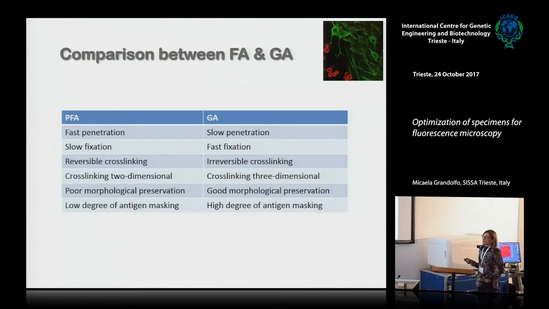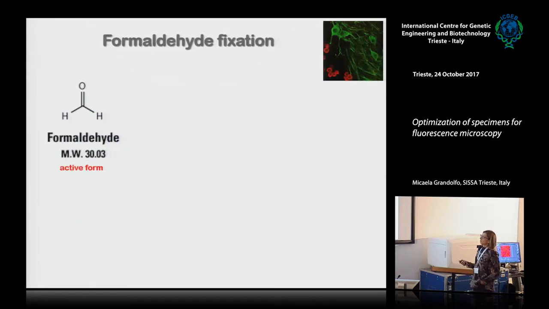So the aldehyde of choice for optical microscopy is paraformaldehyde, because we can break some cross-linking if we need to do it, and because we have a low degree of antigen masking. And of course, we want to recognize our antigen with our precious primary antibody, so this is really an important characteristic of this aldehyde. Okay, so you all know that this is the formula of formaldehyde, but probably not all of you know that this is the real active form that you have to use to fix your tissue.